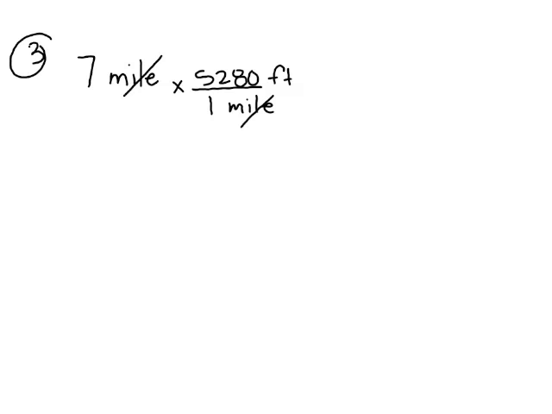Example 3, page 64. Change 7 miles into inches. So what's the first step? Convert it into feet. Convert miles to feet. So miles on top or bottom? Mile on bottom. 1 mile on bottom, feet on top. The miles cancel. And then I need to set up the next fraction.